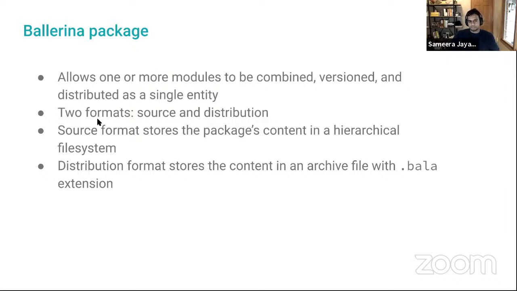A package has two formats: a source format and a distribution format. The source format is the one you see inside the package directory. When you create a package on your machine, what you typically work with is the source format of a package. Then when you are ready to share your package with a package repository, only then do you create a distribution format of the package. We call them Bala files. You typically do that with the bal build -c command.